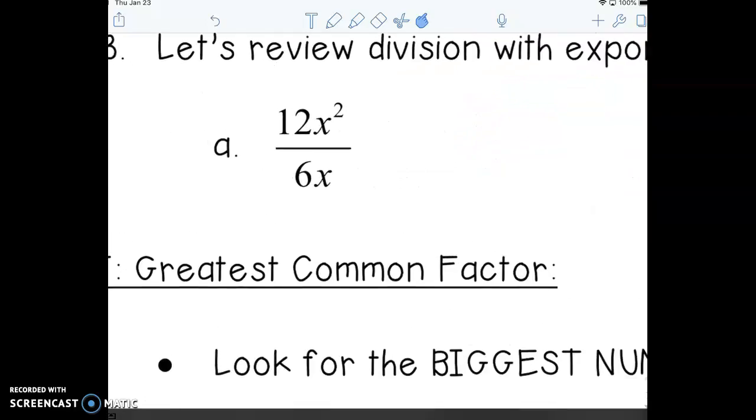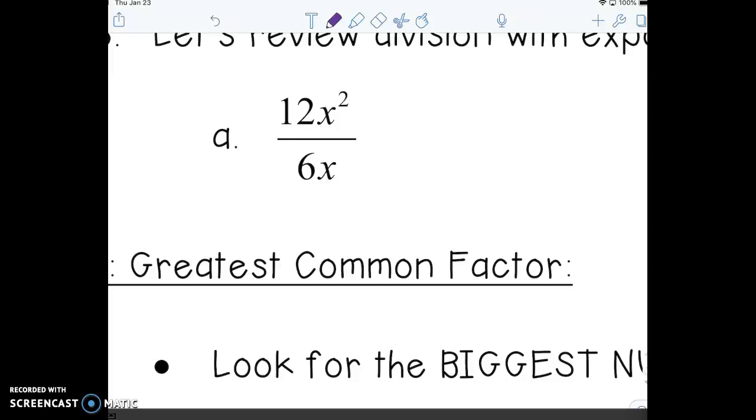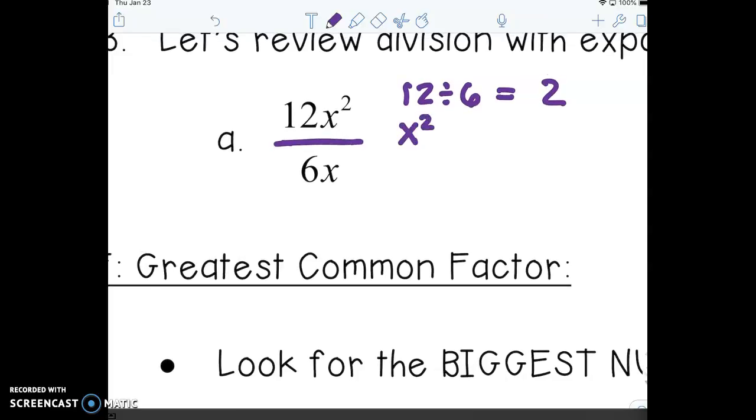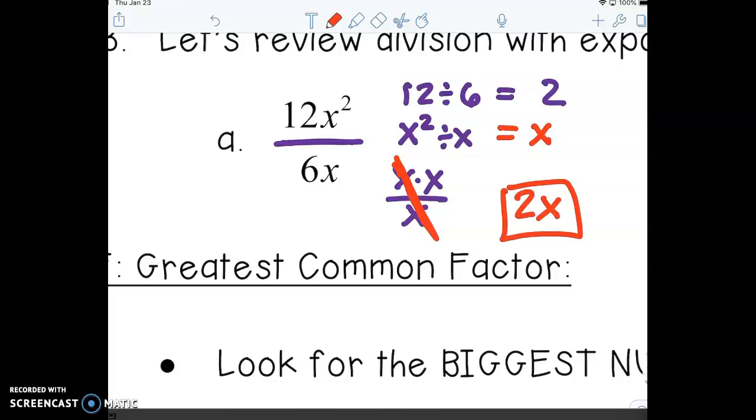So let's do a little bit of division. Remember that sign means to divide. So 12 divided by 6 makes 2. If I do x squared divided by x, it's really x times x over x. I'm allowed to cancel one of those x's and be left with just an x. That means I get 2x as my answer.